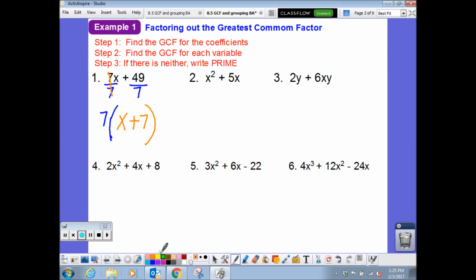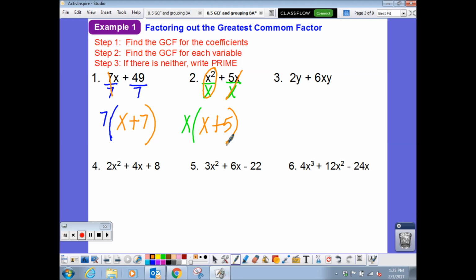Number 2, there is not a number besides 1 here, so they do both have an x in common. I'm going to take an x out of both of these. I'm going to write down what I took out, so I took an x out. Now if I look at this first term, x squared divided by x, I have x squared on top, x on the bottom. One x is going to cancel, but I'm still going to be left with 1x inside. Plus, these x's cancel, so I'm left with x plus 5.